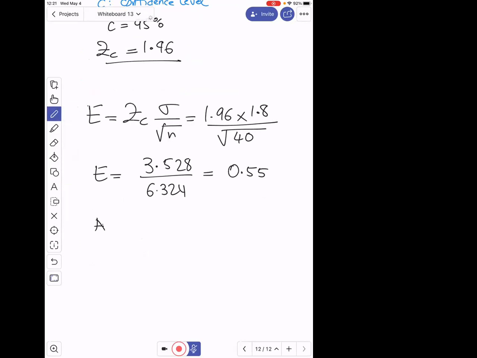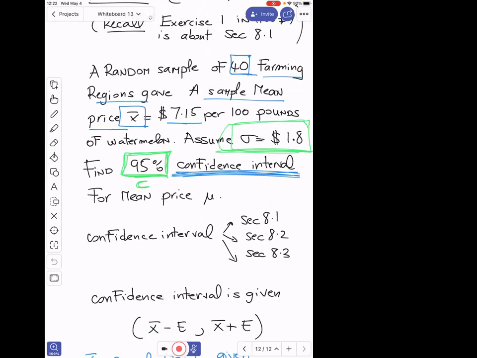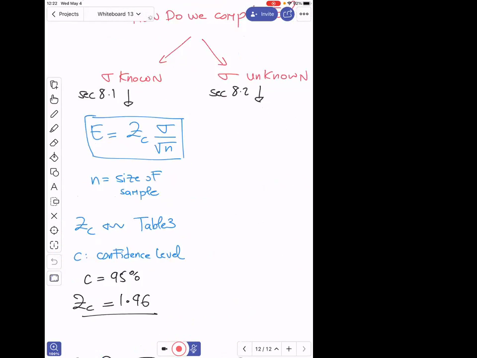You are done, because then your confidence interval is X bar minus E, X bar plus E. X bar, we said, is given. It's right here. It's 7.15.